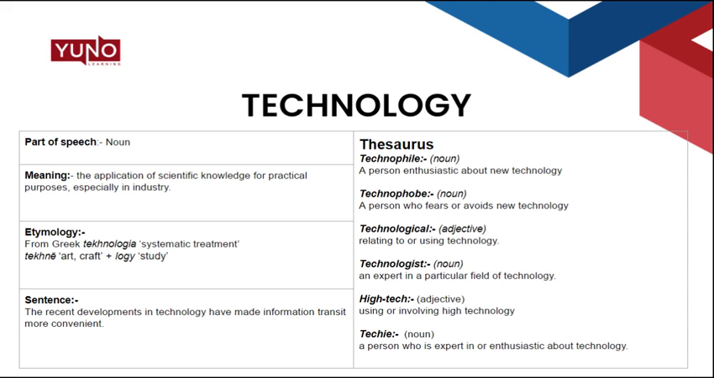Secondly, the complete antonym of technophile is technophobe, which is again a noun, a person who fears or avoids new technology. Thirdly, technological, which is just an adjective form of technology that means relating to or using technology. Technologist, a noun that translates to an expert in a particular field of technology. High tech, an adjective that means using or involving high technology. Techie, a noun that means a person who is expert in or enthusiastic about technology.